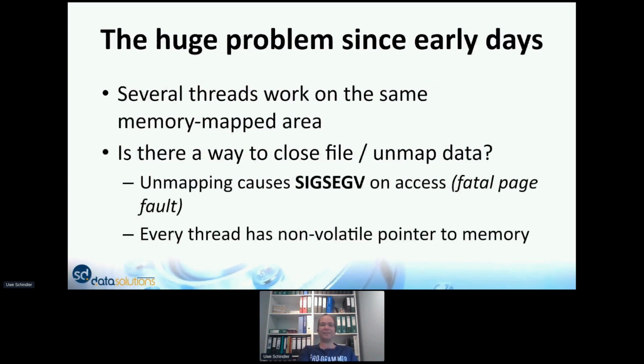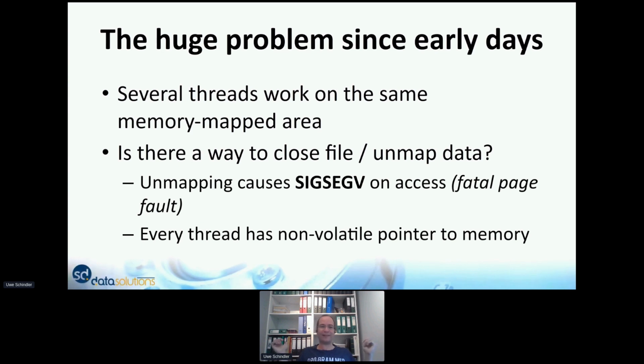And here the problem starts, because we have a huge problem since the early days. You remember we have several threads. You have sometimes 100 of threads executing a query on the same segment in the same memory mapped area. Is there a way to close the file or unmap the data? You remember, if I'm doing an unmapping, what happens? The kernel, you know the picture before, the kernel just says, oh, there's no longer something mapped in that virtual address space. I will segmentation fault your program. So your Java machine would segmentation fault.